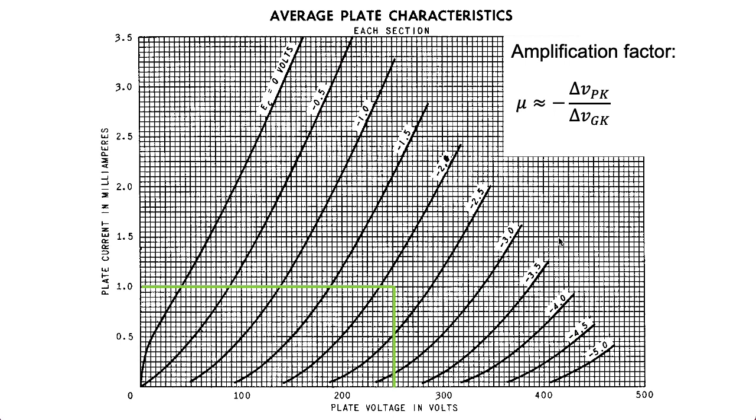Now, we could also try to estimate mu using one of these output characteristic graphs. So here we have our 1 milliamp and our 250 volt bias points. And the easiest thing to do here is to grab the grid lines that are closest to it, namely minus 2 and minus 2.5 volts. And if we intersect our 1 milliamp line with those two curves and drop down, we see that we get plate voltages of 240 and 290 volts. Plugging in those values, we get a finite difference of 50 volts in the numerator and 0.5 volts in the denominator, which gives us 100.